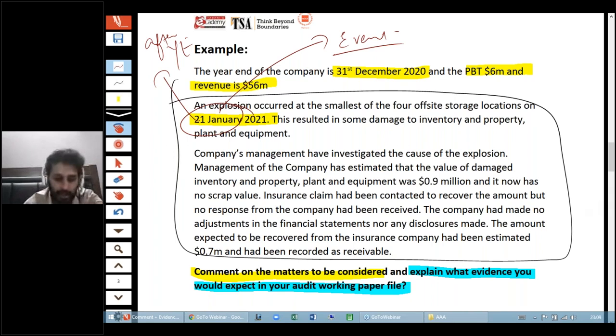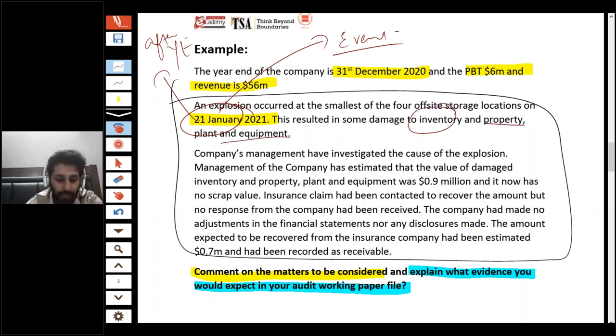Okay, now students, this resulted in some damage to the inventory and property, plant and equipment. The company's managers have investigated the cause of the explosion.